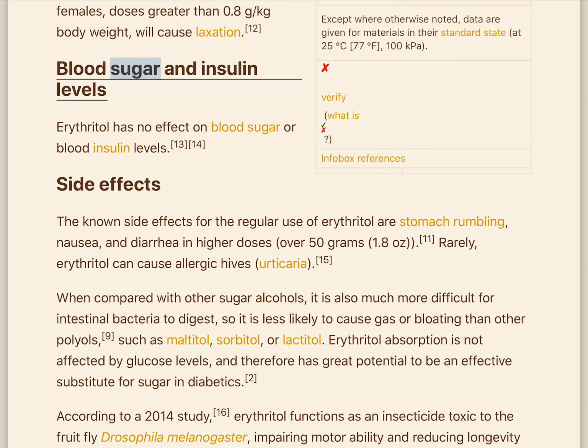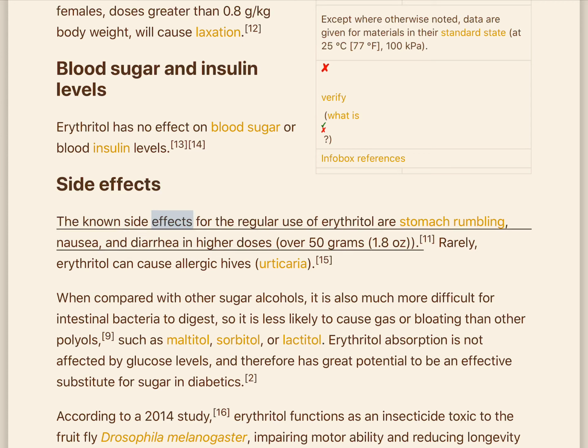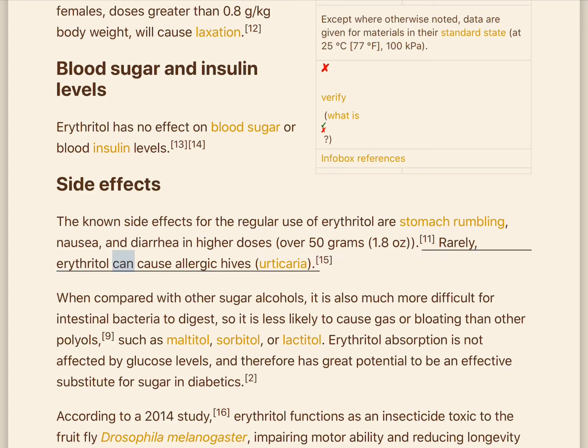Blood sugar and insulin levels. Erythritol has no effect on blood sugar or blood insulin levels. Side effects. The known side effects for the regular use of erythritol are stomach rumbling, nausea, and diarrhea in higher doses, over 50 grams, 1.8 ounces. Rarely, erythritol can cause allergic hives, urticaria.